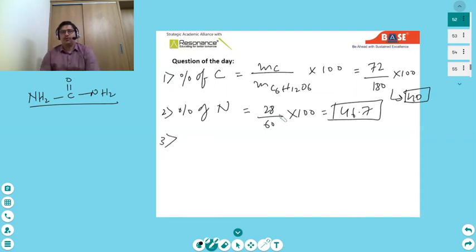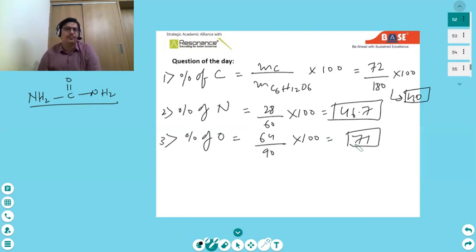Third was, you need to find out the percentage of oxygen which is present in oxalic acid. So oxalic acid is COOH, and COOH I have given you. So 64 by 90 into 100, 71%. The formula remains same, the mass of the oxygen by the total mass, whatever we take.